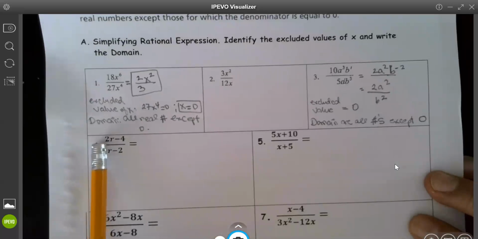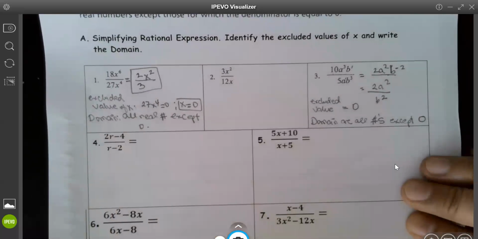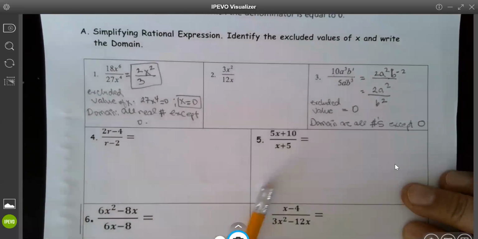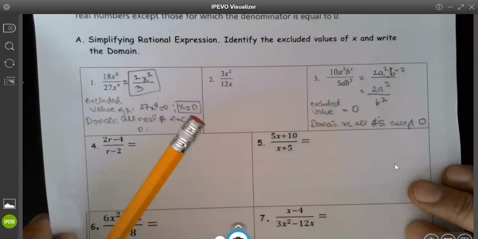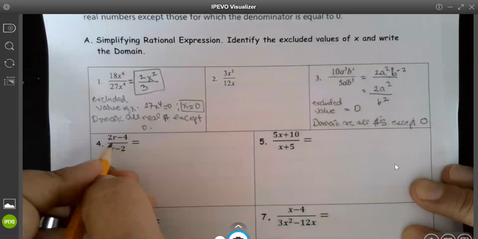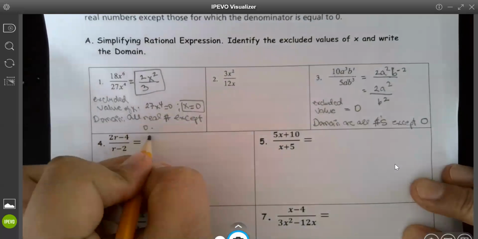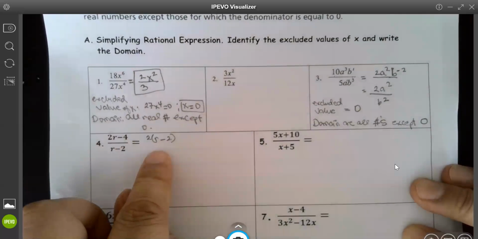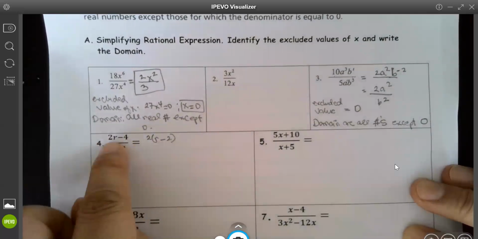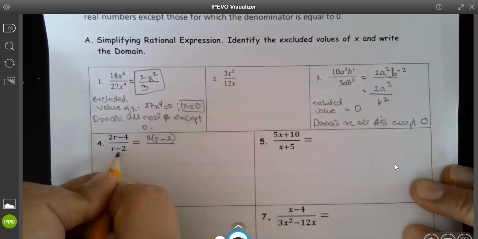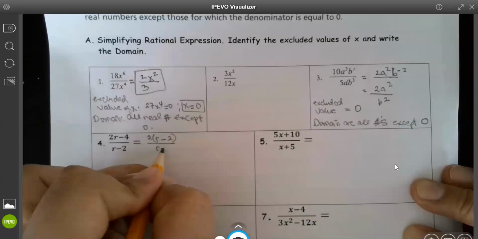Okay, now it's a different thing if you are given like this. This one now is a binomial and a binomial. So what you do is you're going to factor to simplify. So this all depends on your knowledge in factoring. So you look here, 2r minus 4 in the numerator, I can factor out 2 because 2 is a common monomial factor. So this becomes 2 times, this becomes r minus 2. If you want to check, 2 times r is 2r, 2 times negative 2 is negative 4. And below is simply r minus 2. You cannot simplify that anymore.